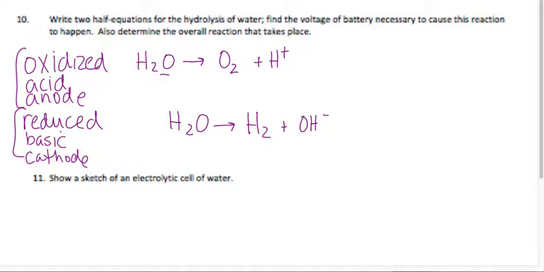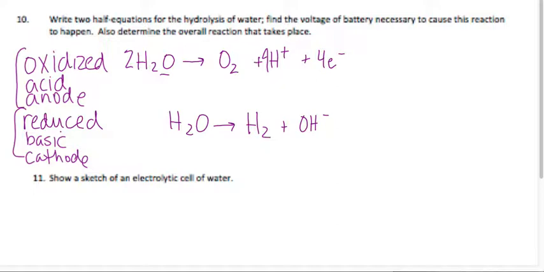So let's just go ahead and balance it real quick. I've got 2 oxygens. I need 2 oxygens. That gives me 4 hydrogens. How do I balance charge? How many? 4 electrons. So that is the balanced oxidation half reaction.